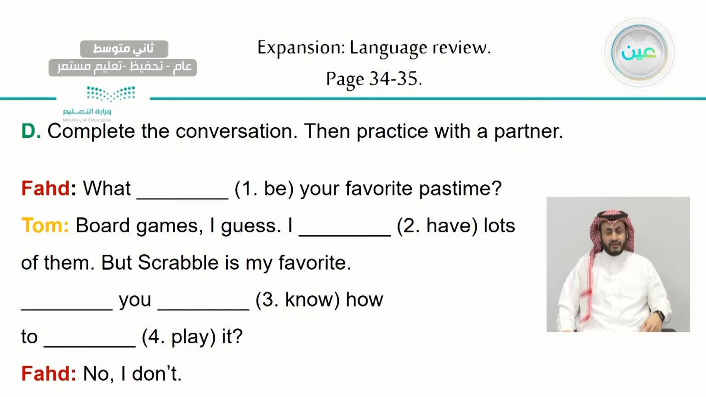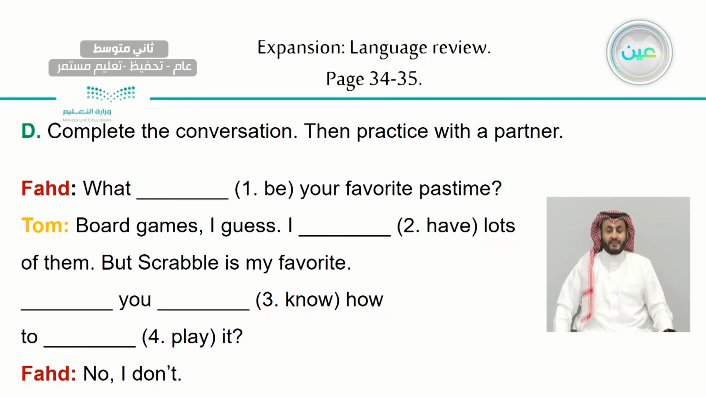What do we have next here? We want you to complete the conversation, then practice with a partner. Let's start with completing the conversation here. We have a conversation between two boys, Fahad and Tom. But what are we going to write for these spaces? Here we have a hint. We are going to write something related to this word in the parentheses.